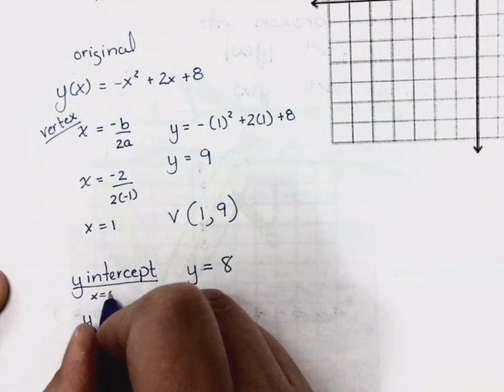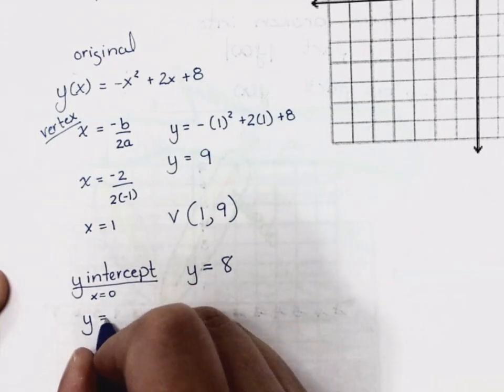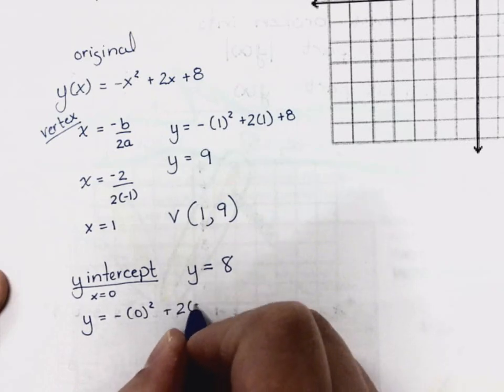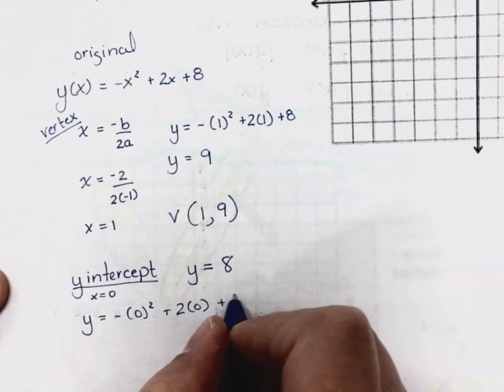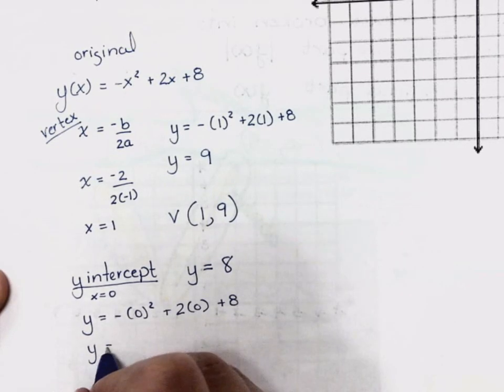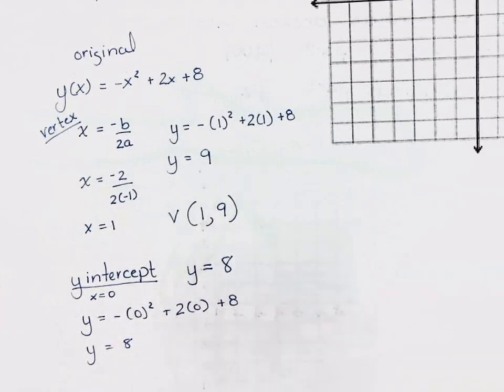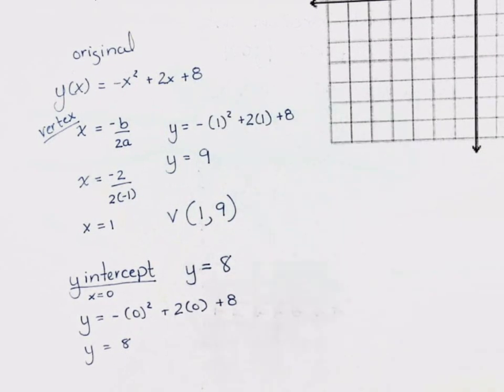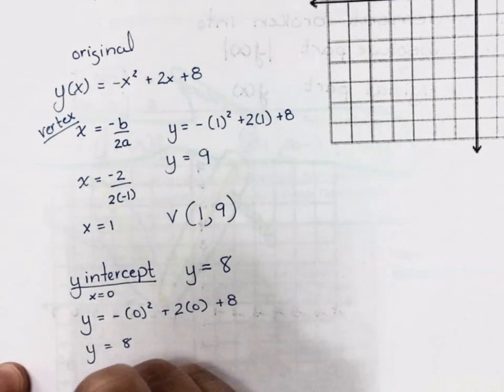So when we're looking for our y-intercept, x is equal to 0. So y is negative 0 squared plus 2 times 0 plus 8. If you're wondering where that math comes from, that's what we're doing there. We can just do that in our head. This is in standard form, so that's nice. But we had to solve for vertex. So now we gotta do our x-intercepts.